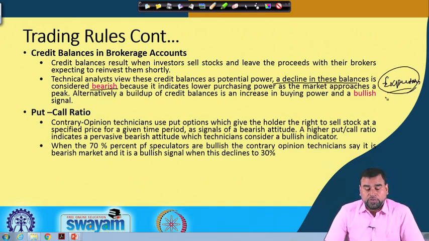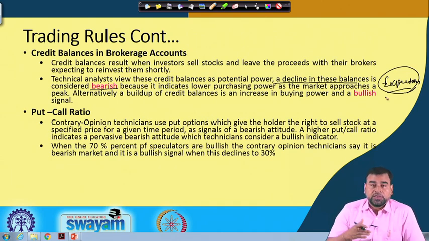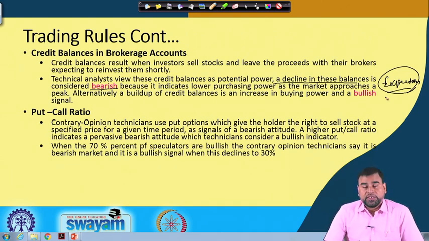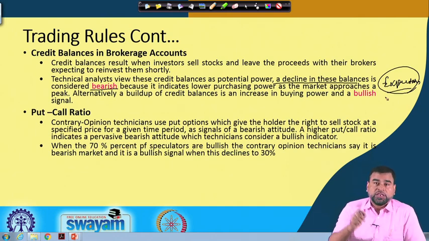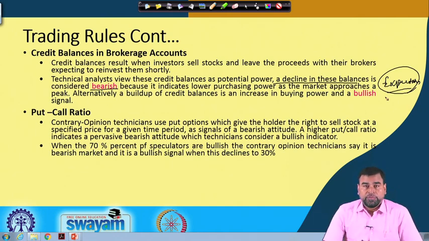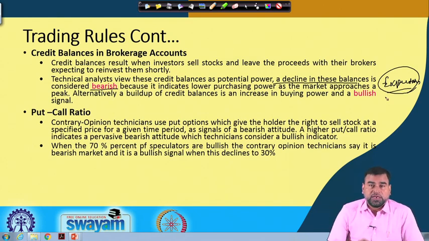If the money available with the broker is high, the investor feels that in the near future they are going to invest, because the market is going to be up. They put the money in immediately, and they buy the stock expecting the market will be up in the future. But if credit balances are already low, they do not want to invest, the investment is already done, and in the near future maybe the market is going to be down. Depending upon that, they consider whether the market is going to be bullish or bearish. Then another one is the put call ratio.